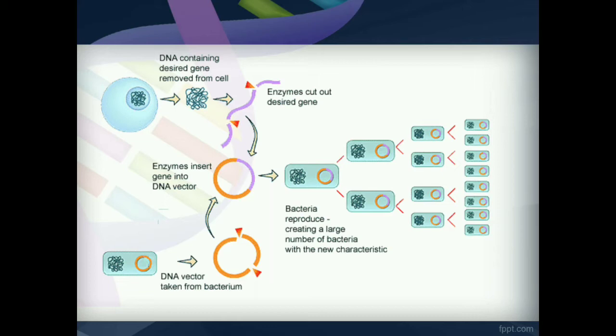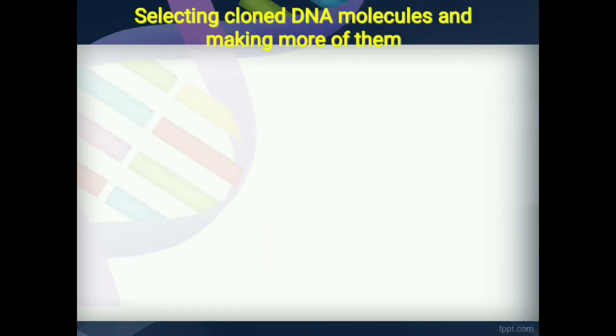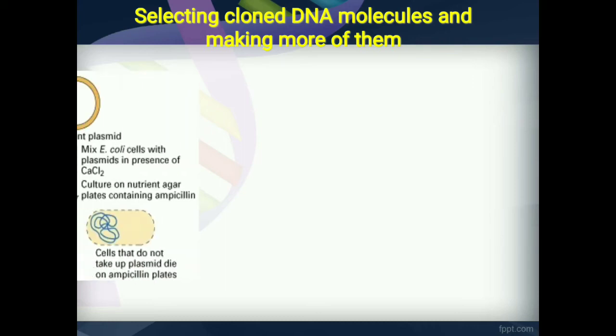Now, this recombinant DNA needs to be replicated many times, using the PCR technique. Here you can see how, in vivo, inside the cell, using unicellular prokaryotes or eukaryotes, these are replicated, or the process of cloning is done. So, selecting cloned DNA molecules and making more of them.